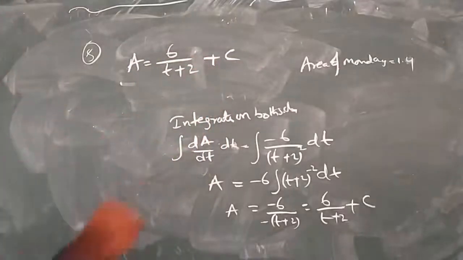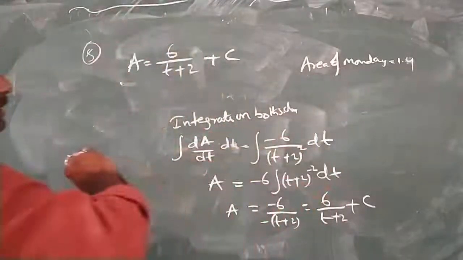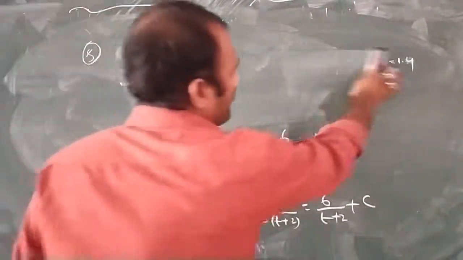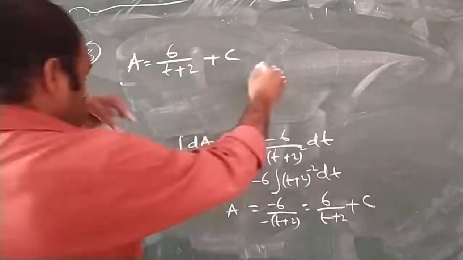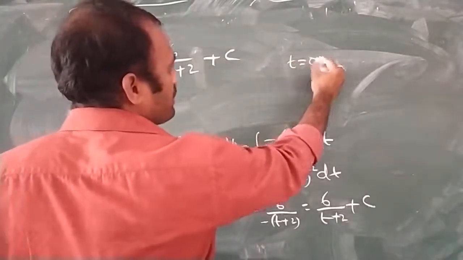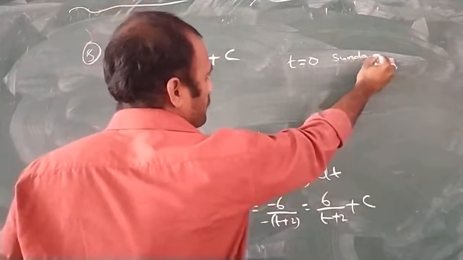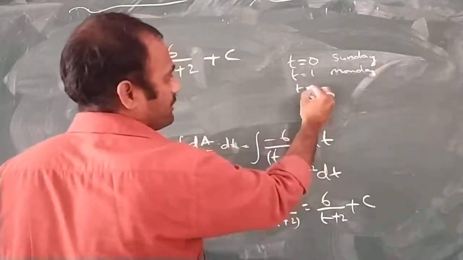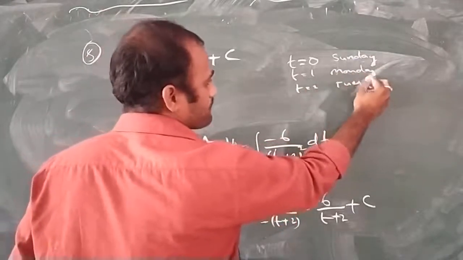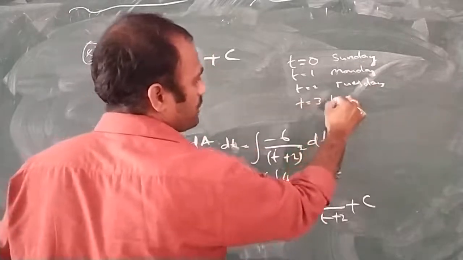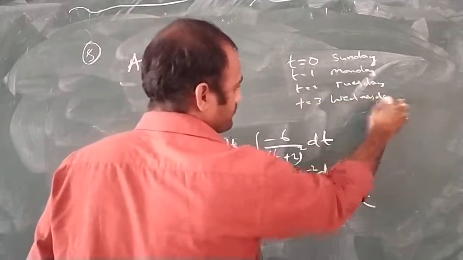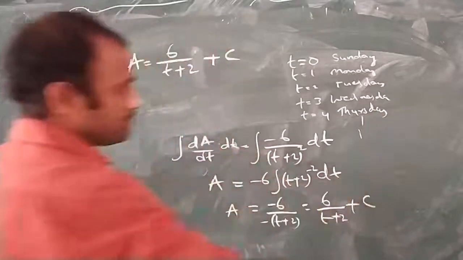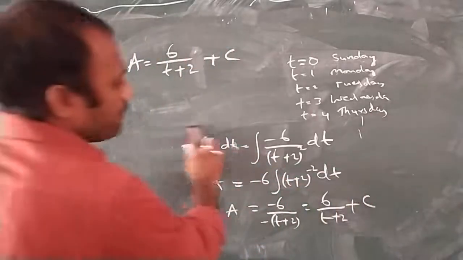To get this constant value, he has given a hint: the area on Monday is 1.4. So first of all, we have to understand t. He is saying that t is starting from 0. I will assume that t is equal to 0 on Sunday, since he is starting from Sunday. So t equal to 1 will be Monday, t equal to 2 Tuesday, t equal to 3 Wednesday, t equal to 4 Thursday, and so on. So up to 8 values we can take.